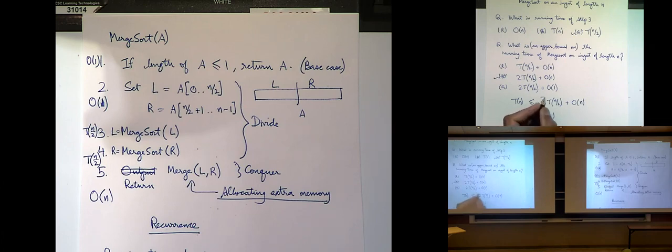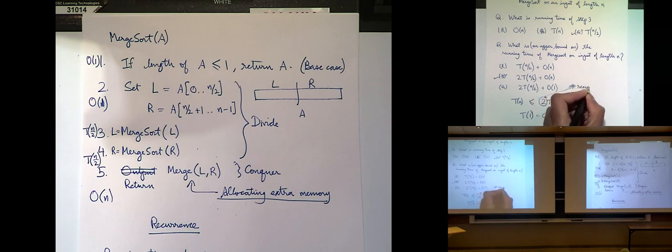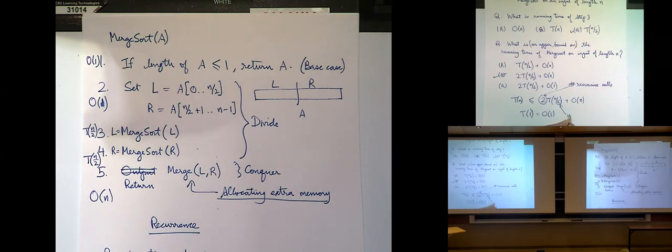So the way to think about it is this 2 is the number of recursive calls. This n over 2 here is the size of the input in the recursive call. So the 2 is like the factor of reduction. Your input is becoming smaller. And this part here is the time for the merge.